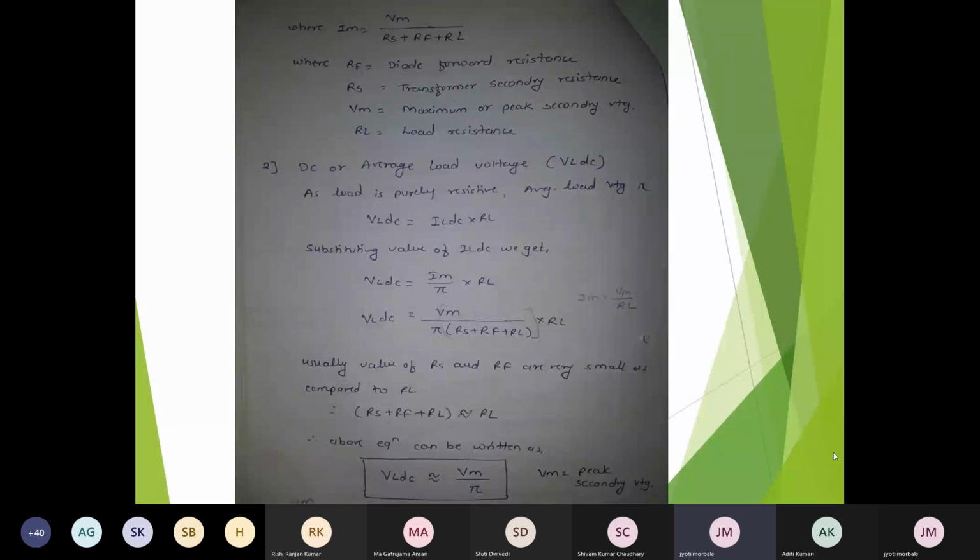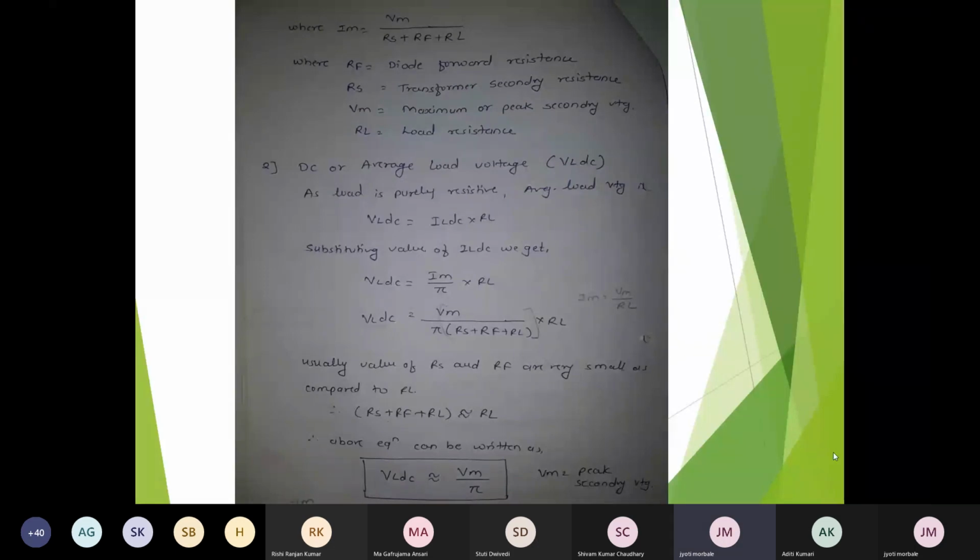So Im is equal to Vm upon RL plus RF plus RS, where RL is the load resistance, RF is the forward resistance of the diode, and RS stands for the resistance of the secondary winding of the transformer. This is actually a detailed equation. Most of the time we neglect RS and RF because the value of RL is too high compared to RF and RS. So generally we write Im is equal to Vm upon RL. Okay, this is the Ohm's law equation.